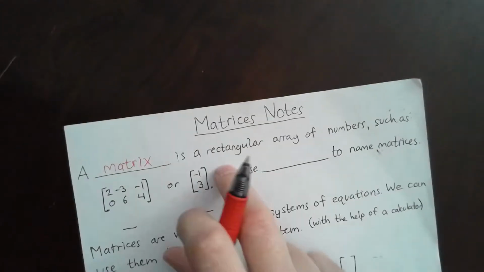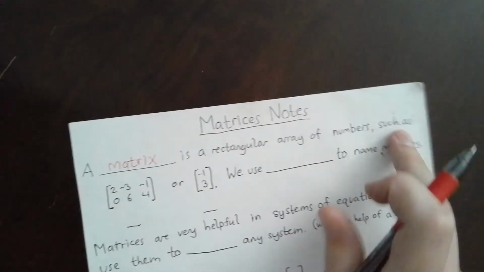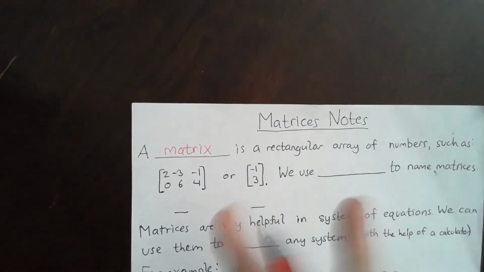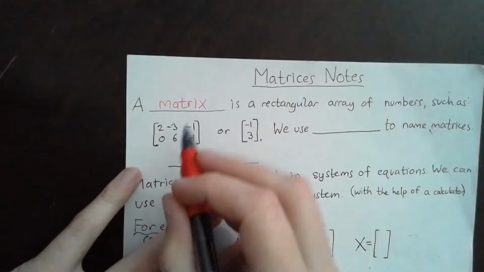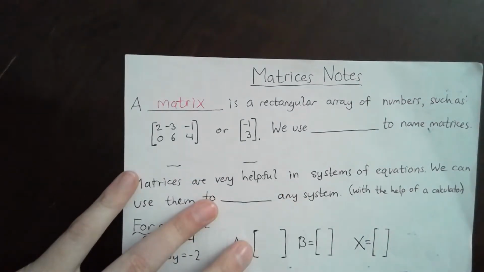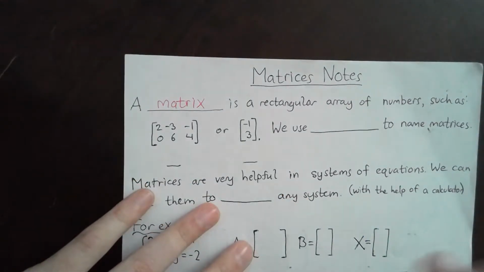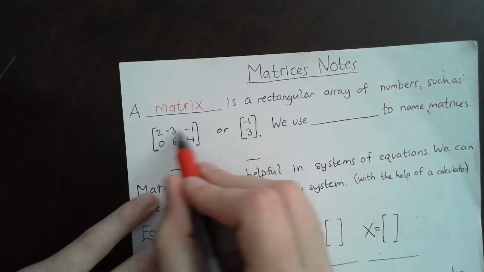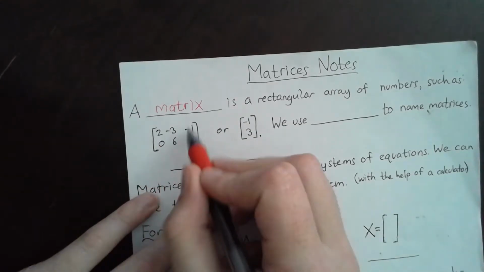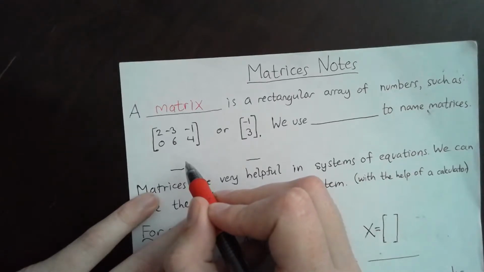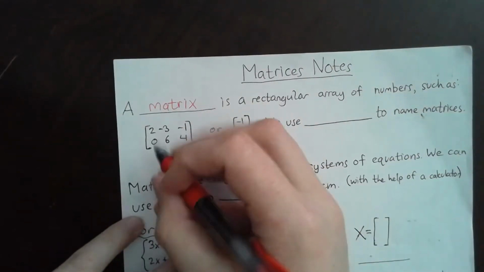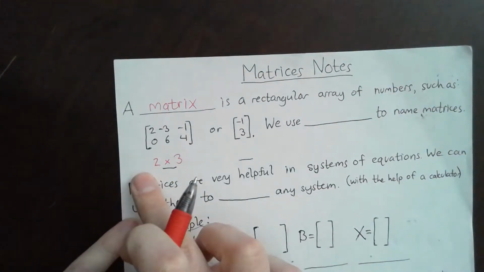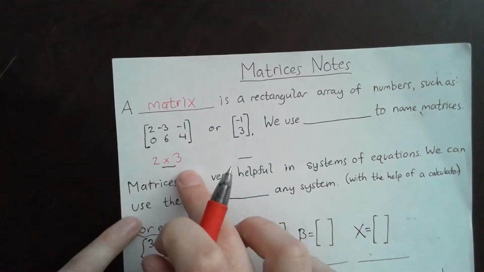A matrix is a rectangular array of numbers such as this and that. There's no good way to read that out loud. A matrix is just putting numbers in rows and columns basically. In this case we have 2 rows and 3 columns. Rows are going across, columns are going down. So we write that 2 by 3, rows by columns.